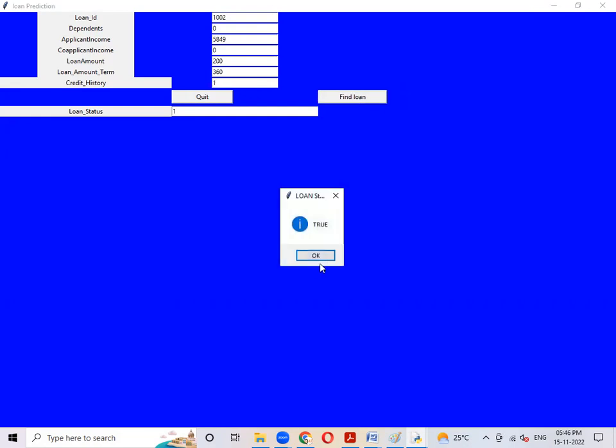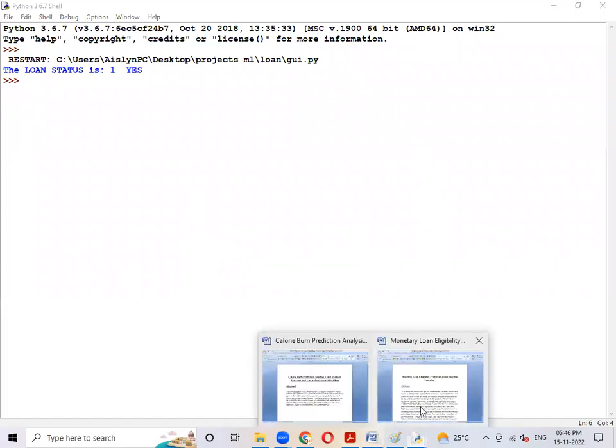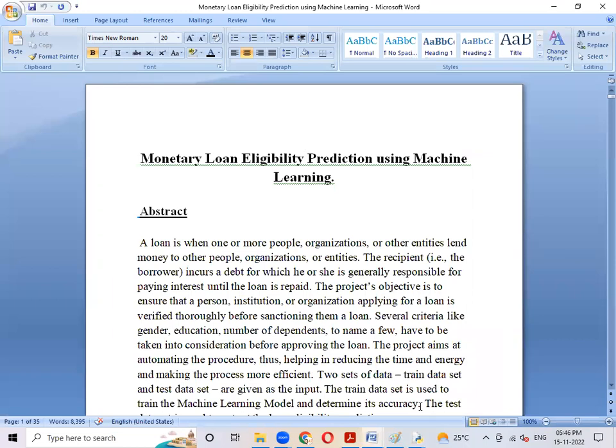Just find it. It is true because they are eligible for the loan. Like this, we are going to predict the loan for the person data for the person.